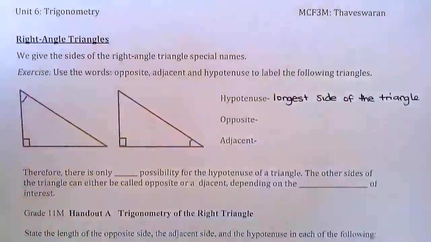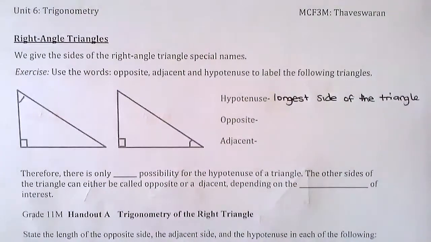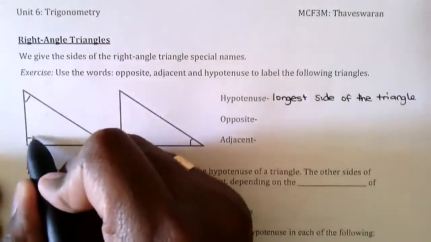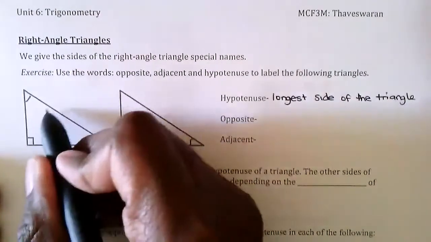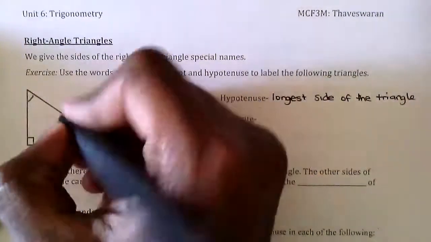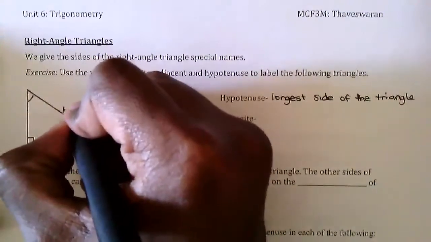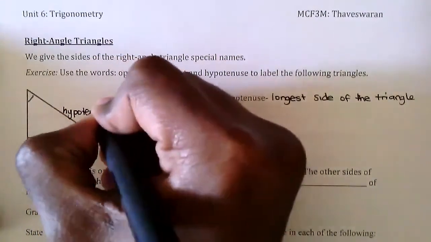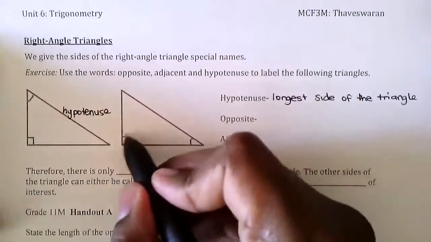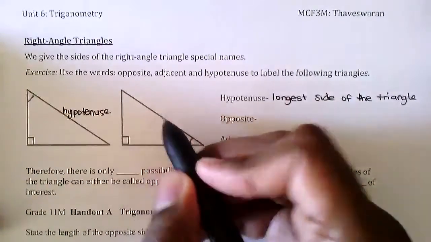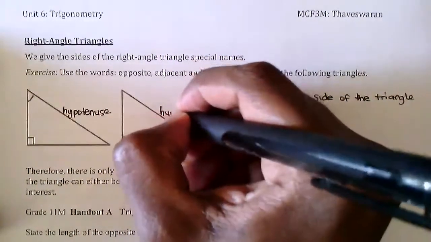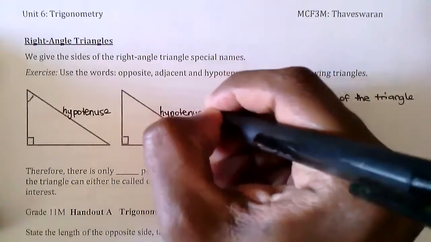Okay, so the hypotenuse is always the longest side of the triangle, and the easiest way to find it is that it's opposite to the 90-degree angle. So looking here, here is the 90-degree angle indicated by this box. The side length that's opposite to it is the hypotenuse. Similarly here, here we have our 90-degree angle. The side opposite to it is the hypotenuse.